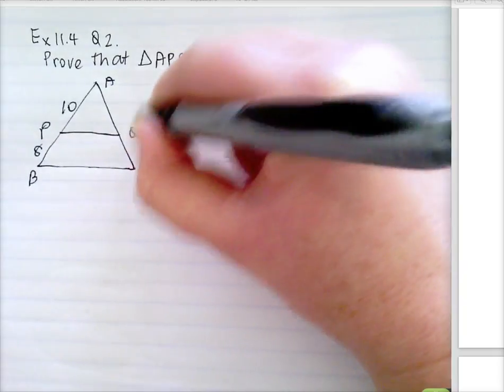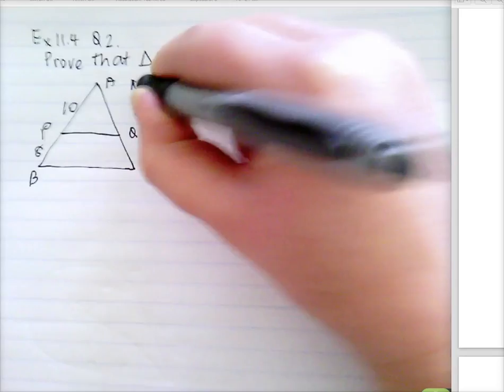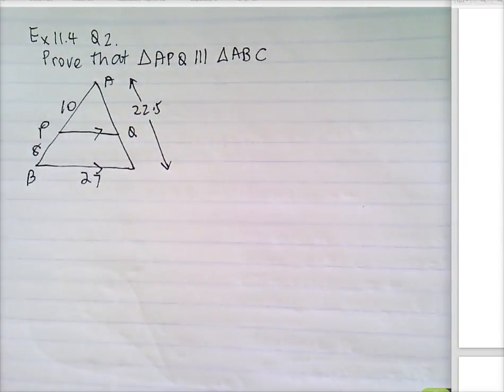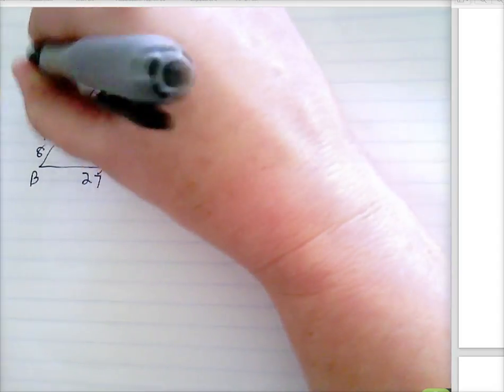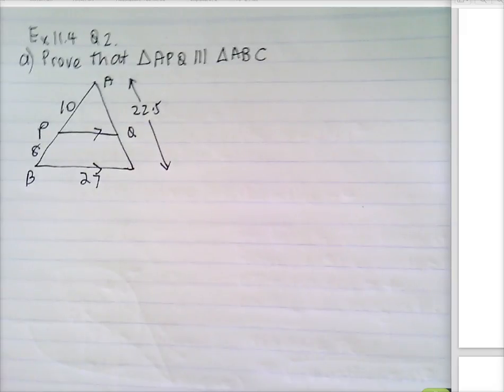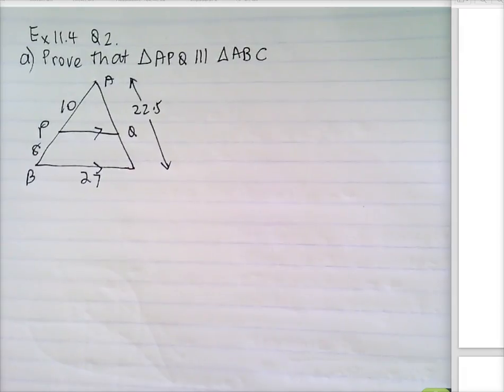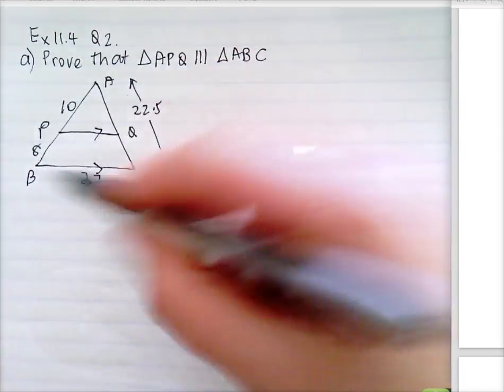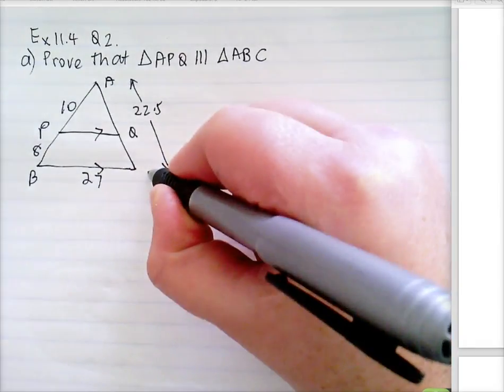Now, girls, the two triangles are overlapping. So when the two triangles overlap, it is a really good idea that you draw them separately. So part A of the question is to prove that triangle APQ is similar to triangle ABC. I'll do part B in a minute. Girls, if I were you, I would draw the two triangles separately, even after you've done the proof, all right? Now, you have to prove that APQ, the small triangle, is similar to the large one, ABC.